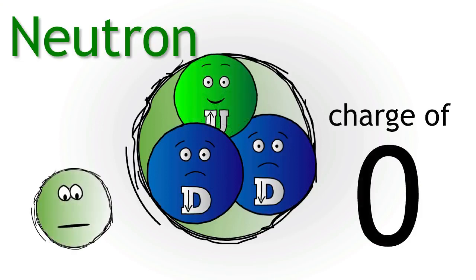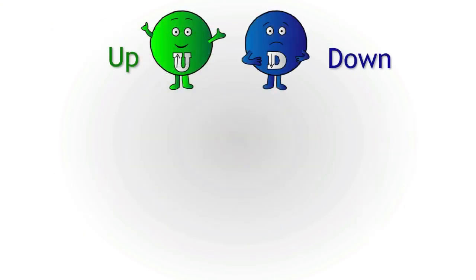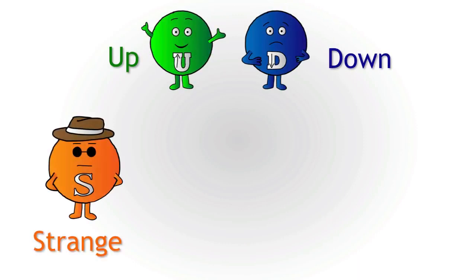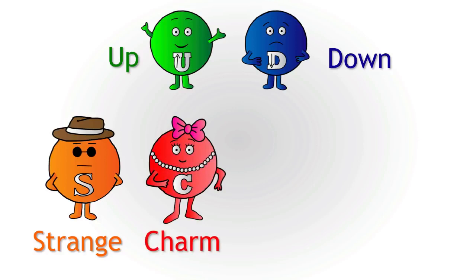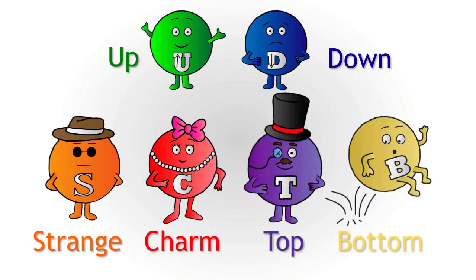The discovery of the up and the down quark was followed in the coming years by the strange quark, the charm quark, the top quark, and the bottom quark.